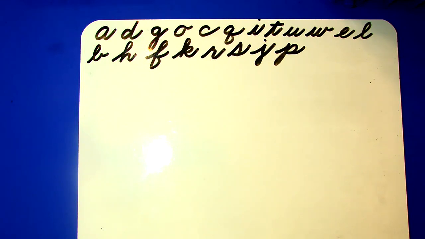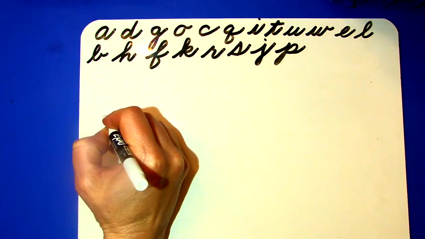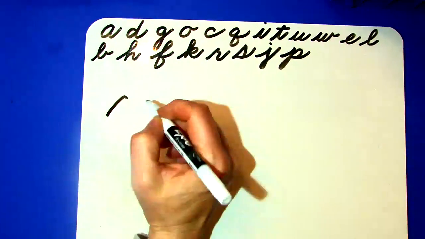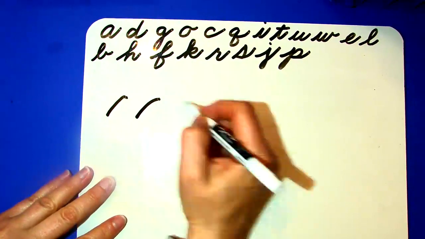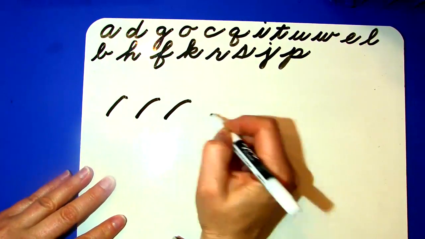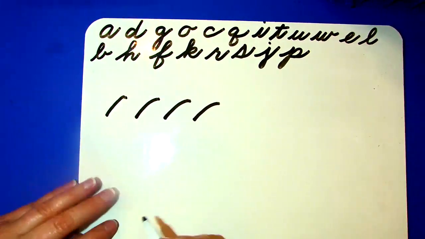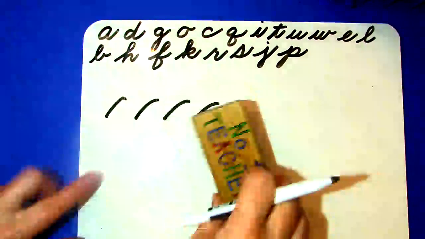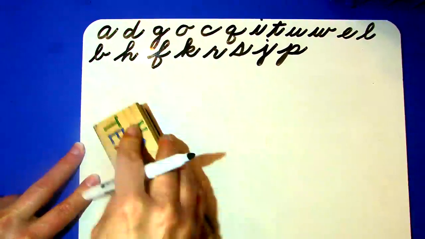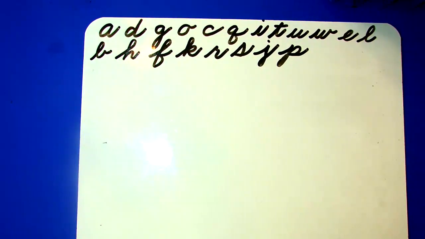I'm just going to review the overcurve stroke first, since we've gotten used to writing down curved letters. An overcurve stroke starts at the bottom, up and overcurve, up and overcurve, up and overcurve, up and overcurve. That is your basic overcurve stroke. So let's try N.